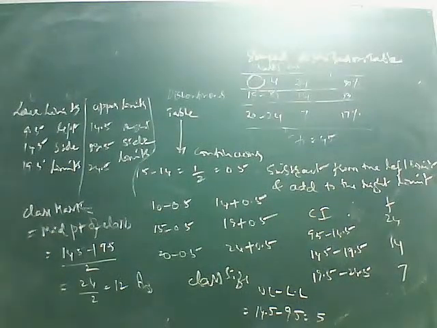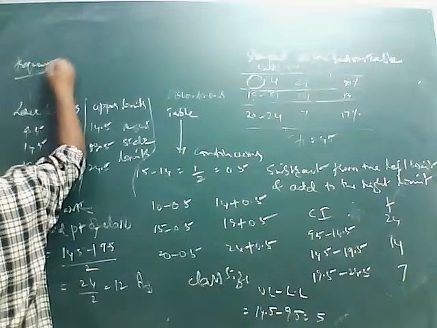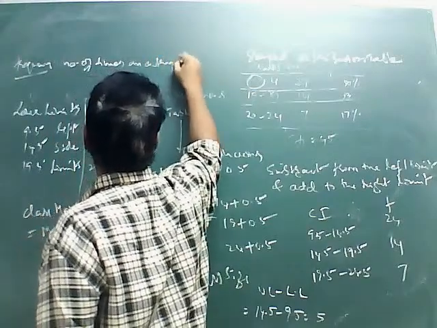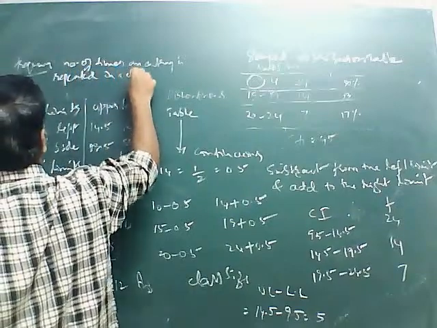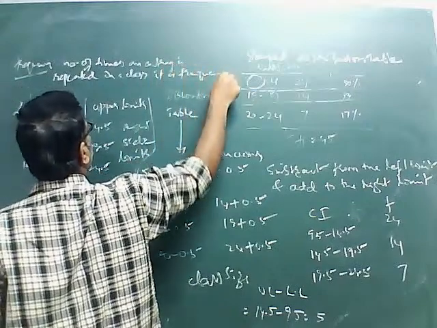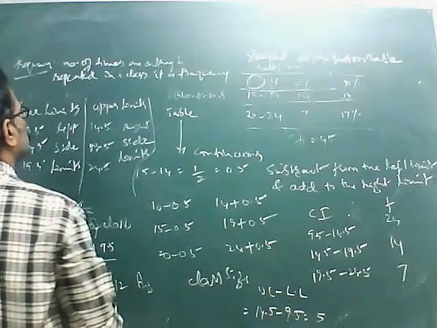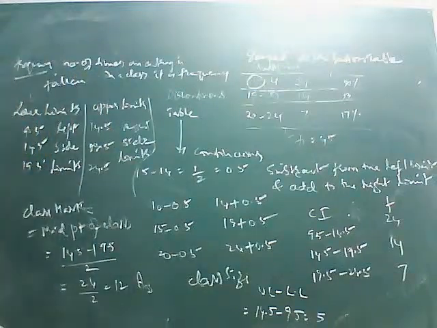What is frequency? The number of times an entry is coming, that is called the frequency. So what is frequency? Number of times an entry is repeated in a class is the frequency. Or number of entries in a class. Follow. The number of times an entry falls in a class is called the frequency, denoted by F. Are you clear? So you understood what a frequency distribution table is?